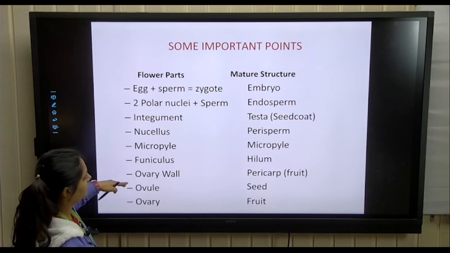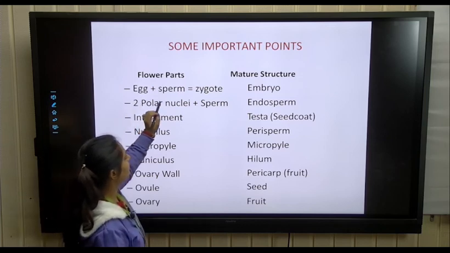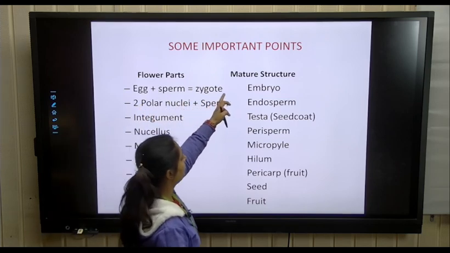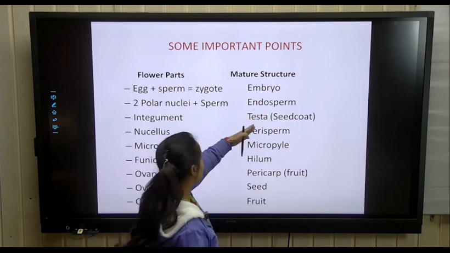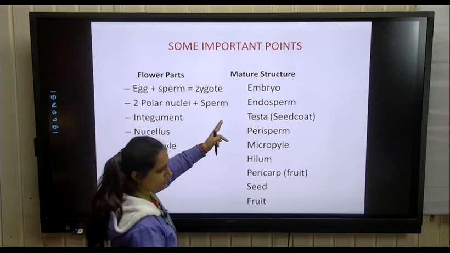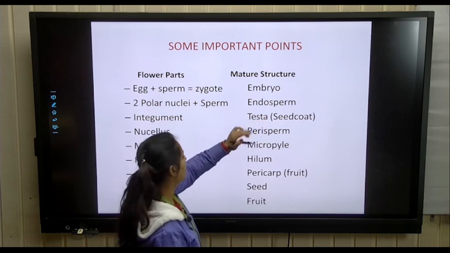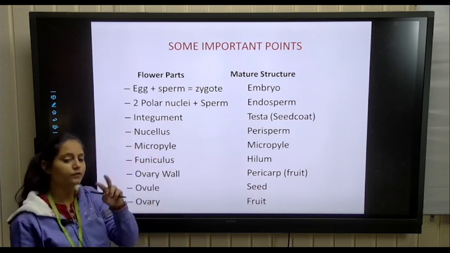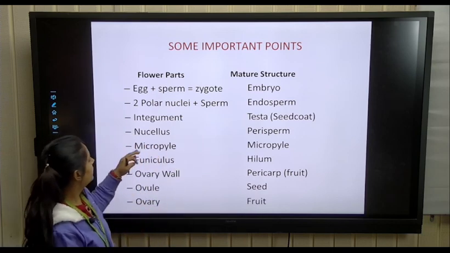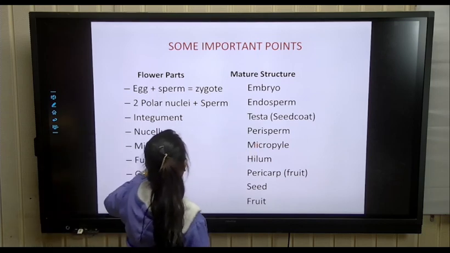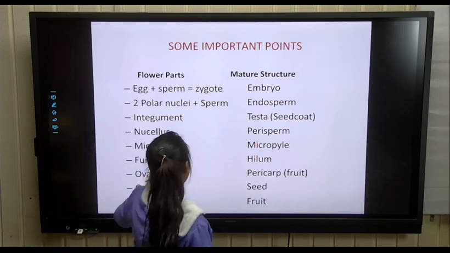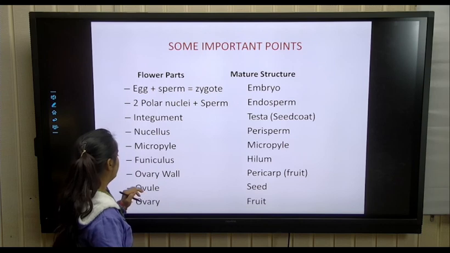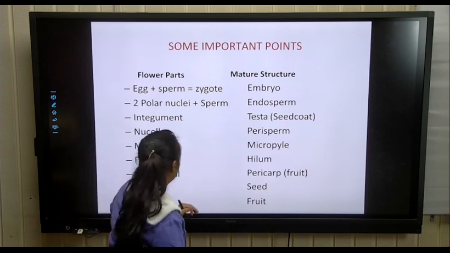These are the important points which you should learn, like which part fuses with which and what it forms. Egg fuses with sperm, and that forms a zygote, which develops into the embryo on maturity. Then pollen nuclei fuse with sperm, which develops into endosperm on maturity. Integuments develop into the seed coat, the layer of the seed, the peel of the seed. Nucellus develops into perisperm. Micropyle develops into the mouth of the seed. Funicle develops into hilum. Ovary wall develops into fruit. Ovary develops into fruit, and ovule develops into seed.